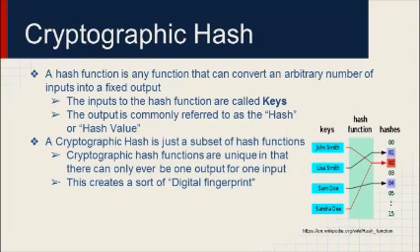A hash function is any function that can convert an arbitrary number of inputs, meaning just any number of inputs you want from 0 to infinity, and still create a fixed output. The inputs to the hash function are called keys, and the output can be referred to as the hash or hash value. Now, a cryptographic hash is just a subset of the hash function, and it's a very specialized case. It's when for any number of inputs, no matter what, you will always get a different output.